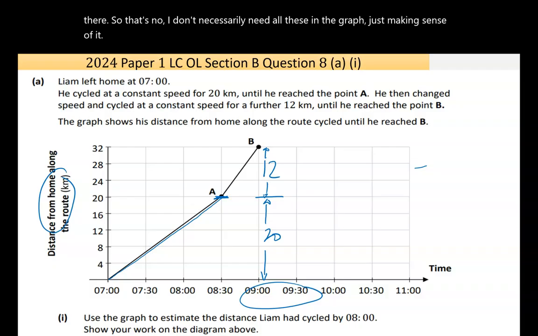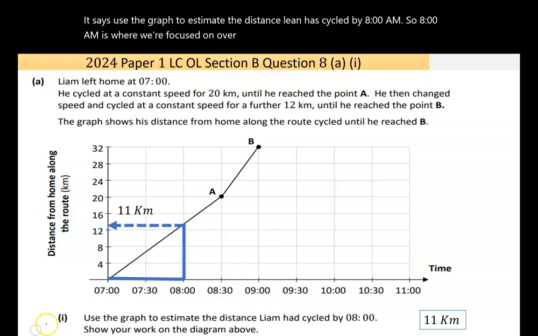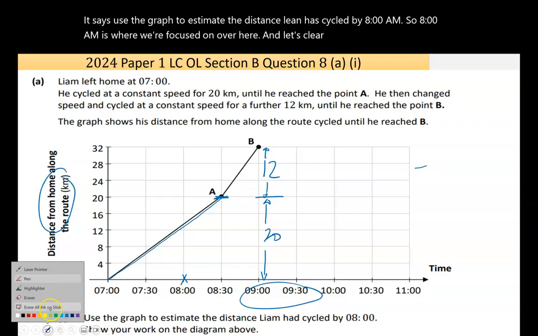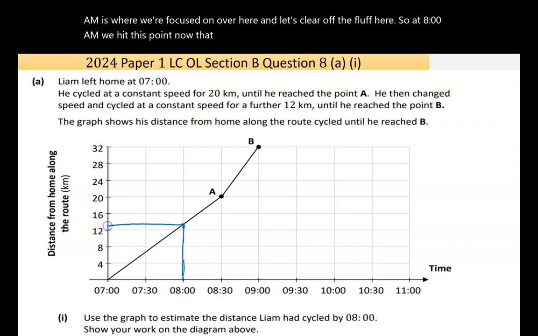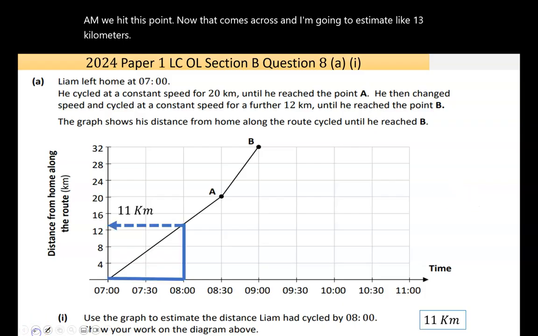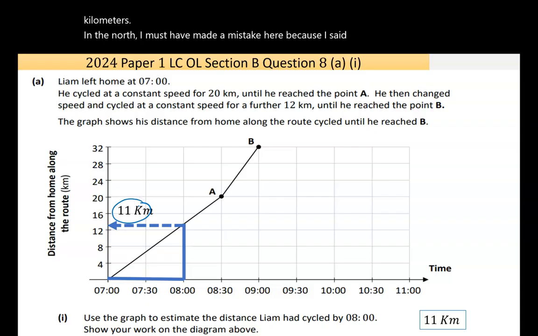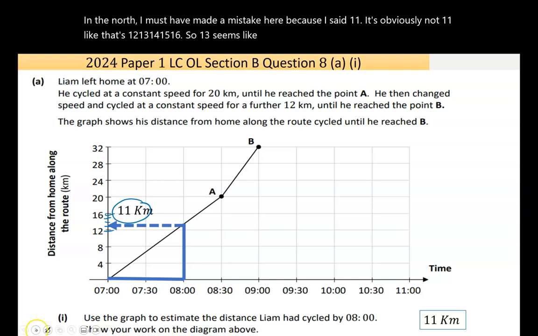It says use the graph to estimate the distance Liam had cycled by 8 a.m. So 8 a.m. is where we're focused on over here. Let's clear off the fluff here. So at 8 a.m., we hit this point. Now that comes across, and I'm going to estimate like 13 kilometers. Now in the notes, I must have made a mistake here because I said 11. It's obviously not 11, like that's 12, 13, 14, 15, 16. So 13 seems like a decent guesstimate.